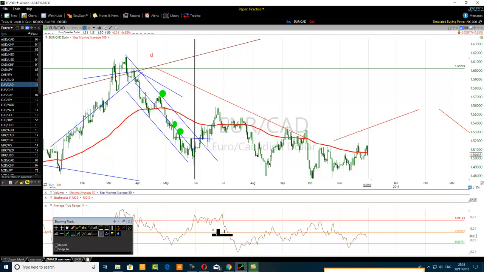Question number 10 about the average range. Why is the average range overbought and oversold zone specific to each financial instrument? Is that question very clear to you? All right, so listen carefully. Why is the average range overbought or oversold zone specific to each financial instrument? Or am I not asking the question correctly?